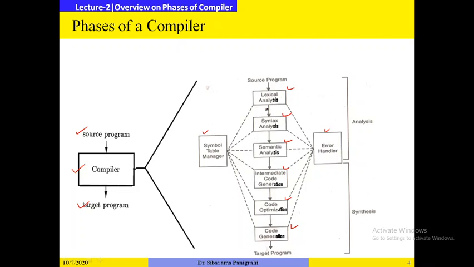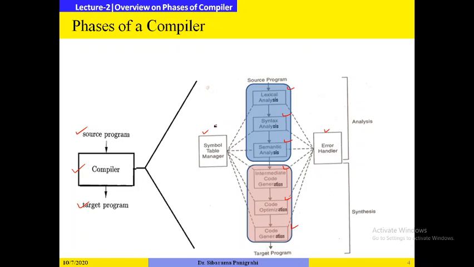Each phase, lexical analysis, syntax analysis, semantic analysis, intermediate code generation, code optimization, code generation, symbol table and error handler, is a chapter in compiler design. So we will go through all these things in detail. These 6 phases are grouped into 2 groups. The first 3 phases are the analysis phase and the second 3 phases are the synthesis phase. Let us first go through what we do in the analysis phase.